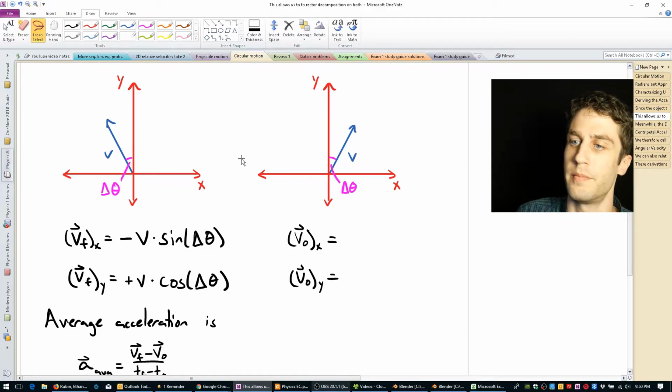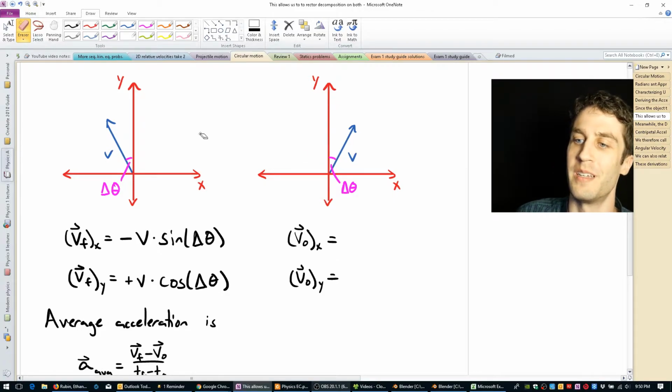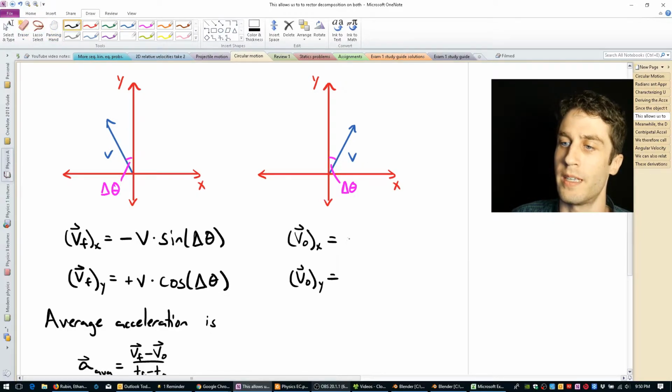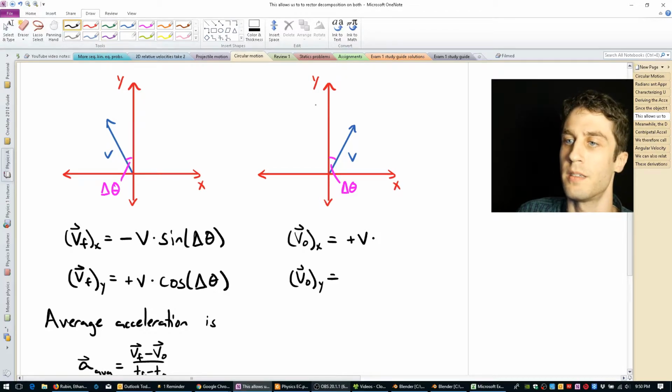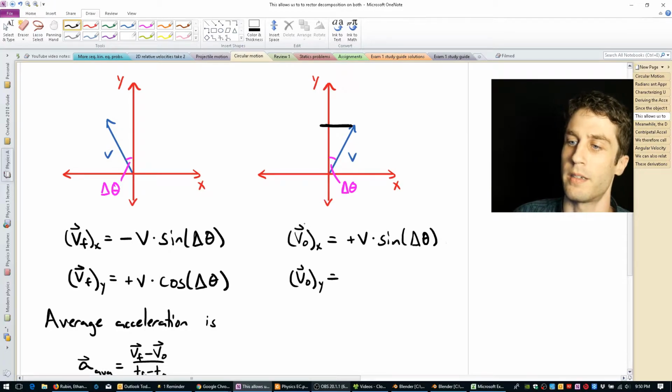All right. Do the same thing over here. Now that I've done this one, you may want to pause the video, see if you can do it yourself. V naught x, is it positive or negative? Well, I see that it has a component in the x direction, and so it'll be positive. Magnitude of the vector, v. Sine or cosine? It's opposite the angle in question, and so it'll be sine. And that's delta theta. Sine of delta theta. Okay.